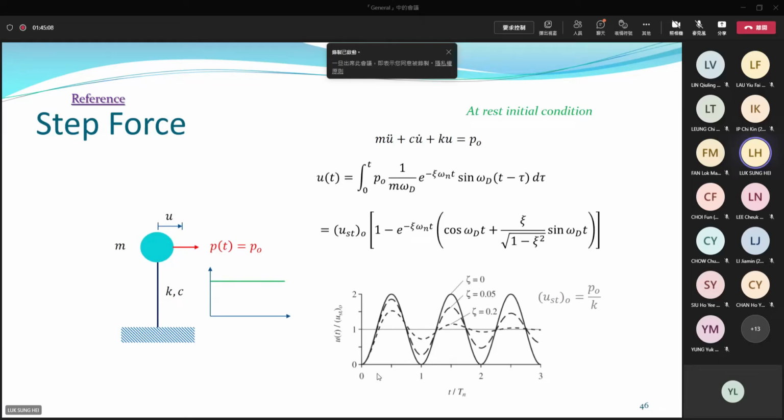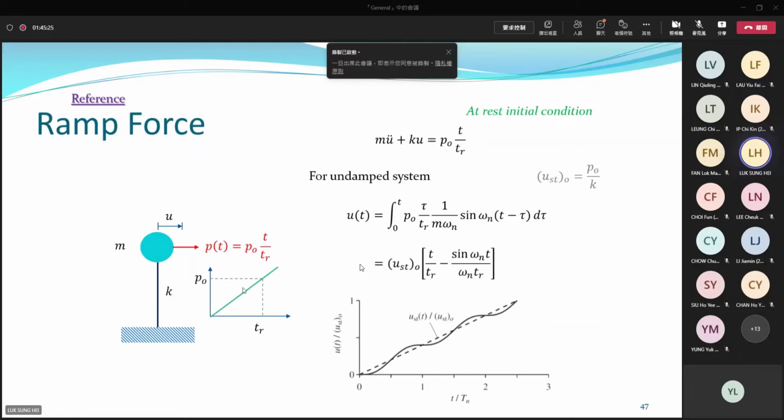Step force means this loading. We have a constant force applied suddenly on the structure, with magnitude equal to P here. This force keeps going forever horizontally. We call that step force.